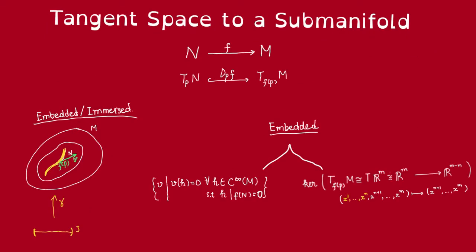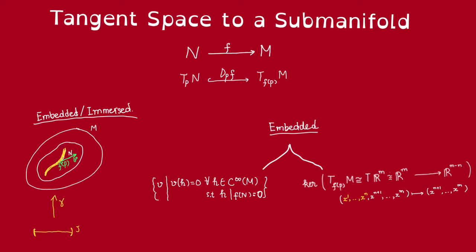If N is a submanifold of M, whether embedded or an immersed submanifold, then for every point p in N, the tangent space to N at p is going to be a subspace of the tangent space to M at f(p). Why is that? Well, remember in the definition of both immersed and embedded submanifold, we require that this structure map be an immersion. And what does that mean? That just means that the corresponding map on tangent spaces, this differential, is always injective.